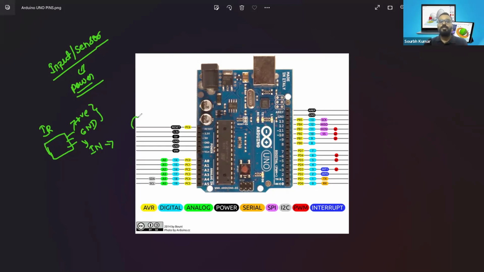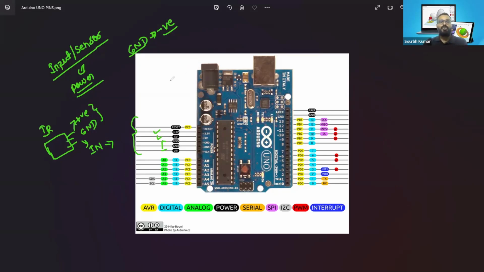So we can utilize this power section to power up our sensors and different devices or components attached to our development board. We have the 3.3 volt pin, we have the 5 volt pin, we have 2 GND pins, and GND is nothing but the negative terminal of the power source.